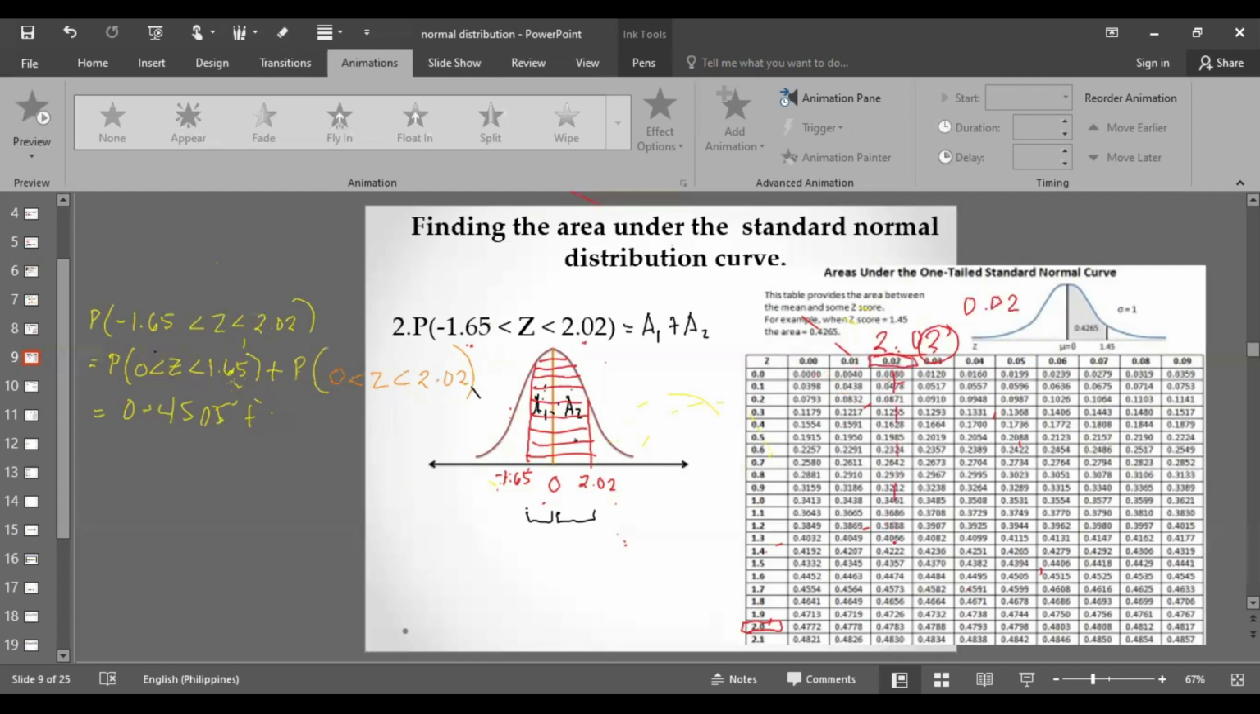Get the intersection. It's 0.4783. So we write here 0.4783 and simply get the sum of the values. We get 0.9288. Therefore, the area of this shaded region under the standard normal curve is 0.9288. That's it for example number 2.